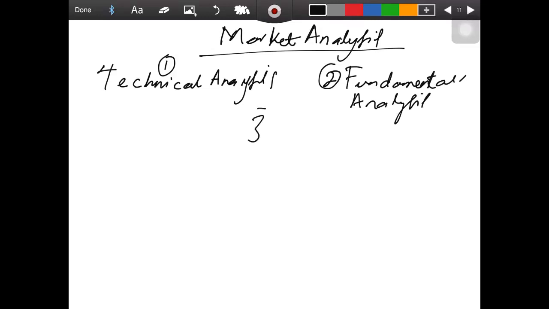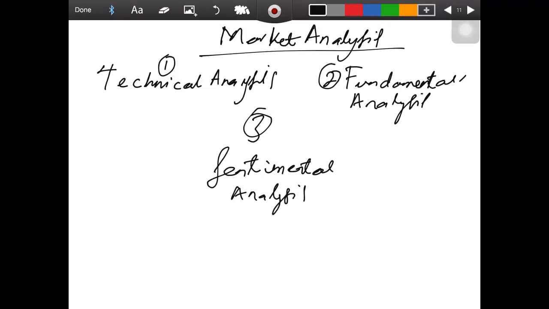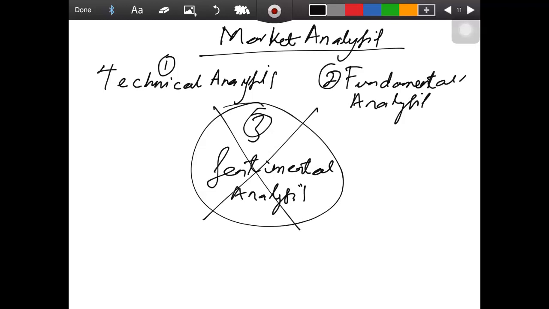Then some people add sentimental analysis. Okay, when I was learning Forex 14 years ago, I never saw anything like sentimental analysis, so probably this is new. So this part I don't add to my trainings, so you're not going to learn that from me. Basically, I believe that whatever sentimental analysis, you can see it play out under technical analysis or fundamental analysis. Okay, so two basic types of market analysis.